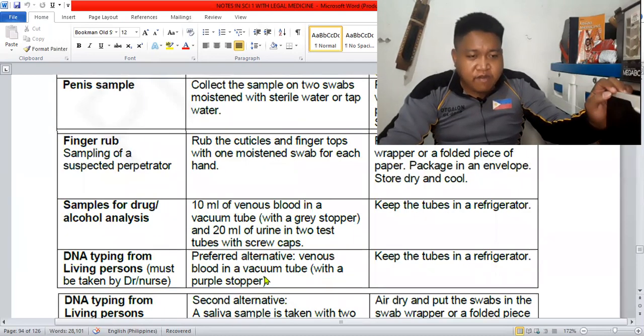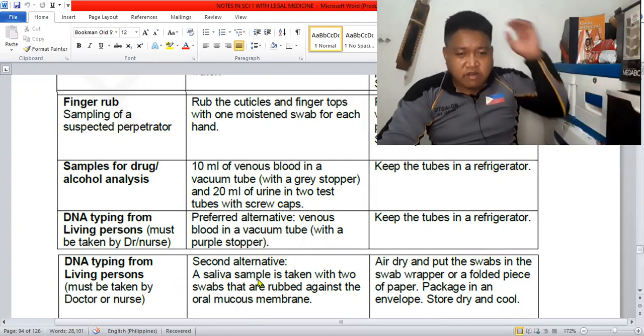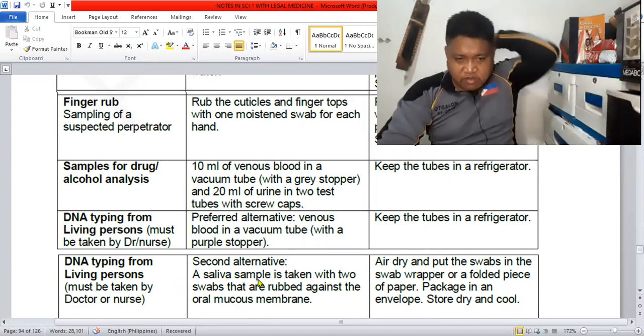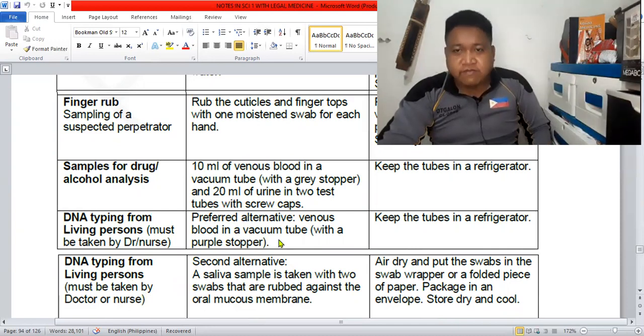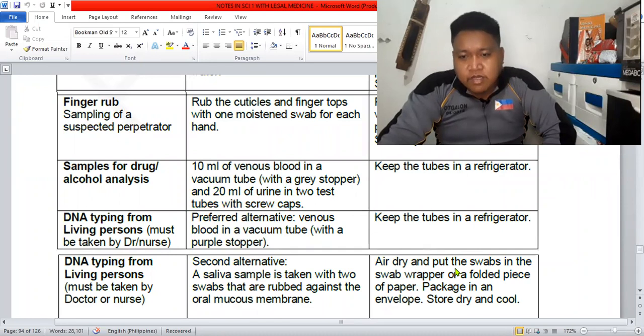DNA typing from a living person. Preferred alternative: venous blood in a vacuum tube. Keep the tube in the refrigerator. It must be taken by a doctor. Second alternative: a saliva sample is taken with 2 swabs that are rubbed against the oral mucous membrane and air dried, and put the swabs in the swab wrapper just the same.